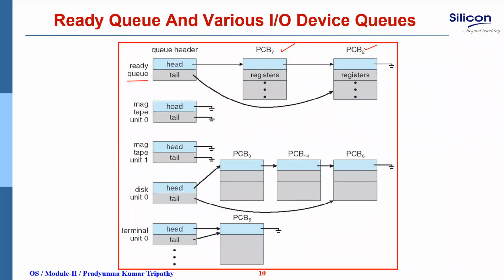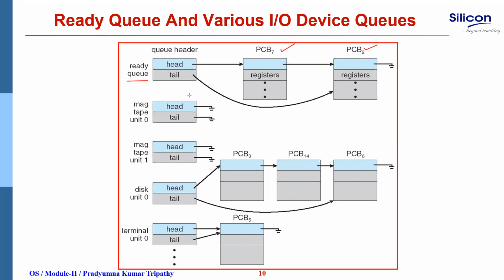You can think of it like this: head is pointing to 7, 7 is pointing to 2, and 2 might be pointing to some other location. If it is not pointing to anything, it is null. So there are two pointers, head and tail. Head is pointing to the first process and tail will point to the last process.